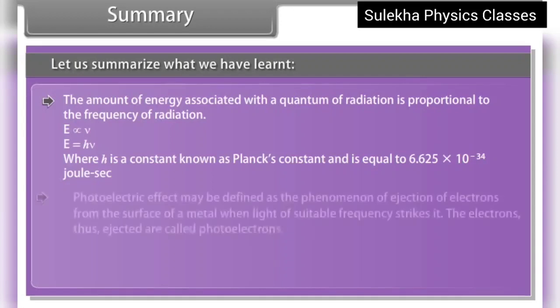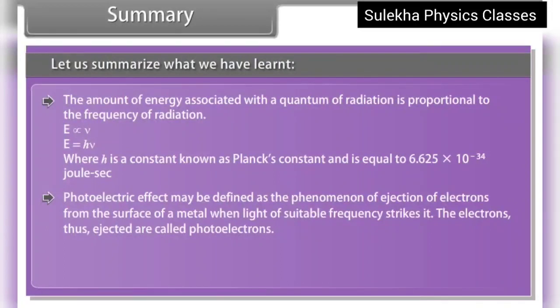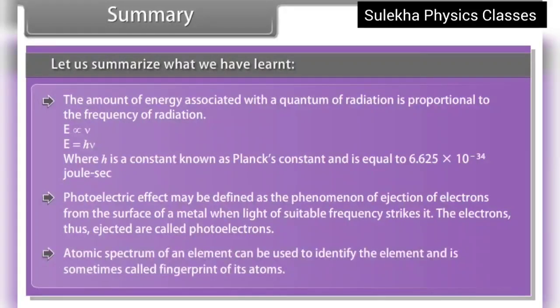The photoelectric effect may be defined as the phenomenon of ejection of electrons from the surface of a metal when light of suitable frequency strikes it. The electrons thus ejected are called photoelectrons. The atomic spectrum of an element can be used to identify the element and is sometimes called the fingerprint of its atom.